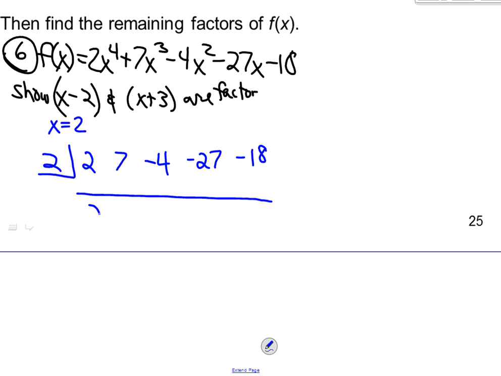I'll bring down my 2. 2 times 2 is 4. 7 and 4 is 11. 11 times 2 is 22. 22 minus 4 is 18. 18 times 2 is 36. 36 minus 27 is 9. 2 times 9 is 18. I get a remainder of 0, and I usually put that little bar there.